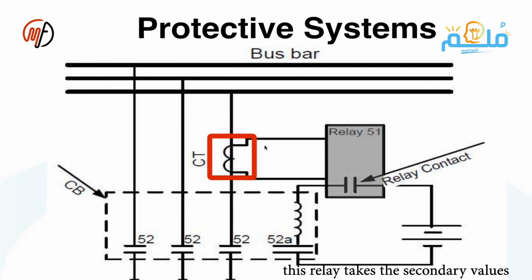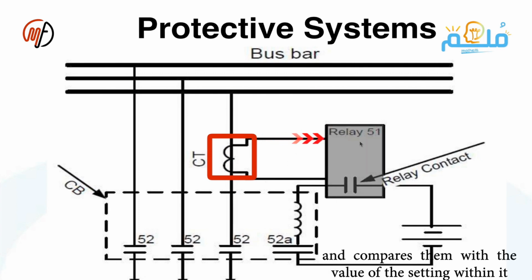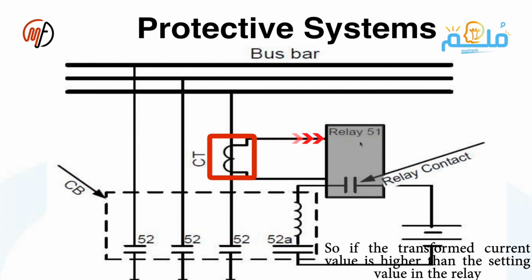This relay takes the secondary values coming from the CT and compares them to the setting value stored inside it. In this relay, if the current exceeds the set value, it closes its output contact. The setting is based on short circuit calculations.